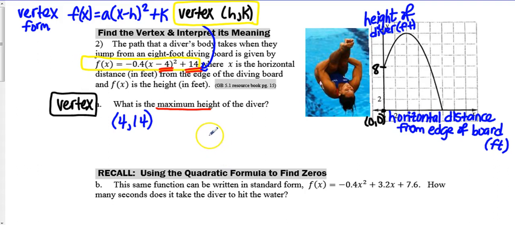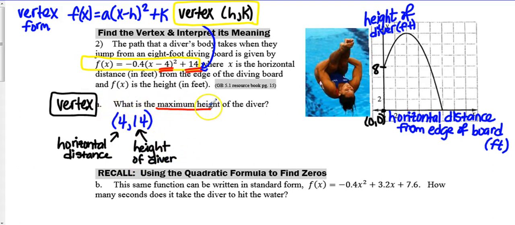To be able to interpret the vertex, we have to be clear about our variables. So if I look at the x-axis here, or even just reread, x is the horizontal distance from the edge of the board. I'll summarize that by just saying horizontal distance. And then the y-axis is the height that the diver reaches. So you can think of it as vertical height or height of diver.